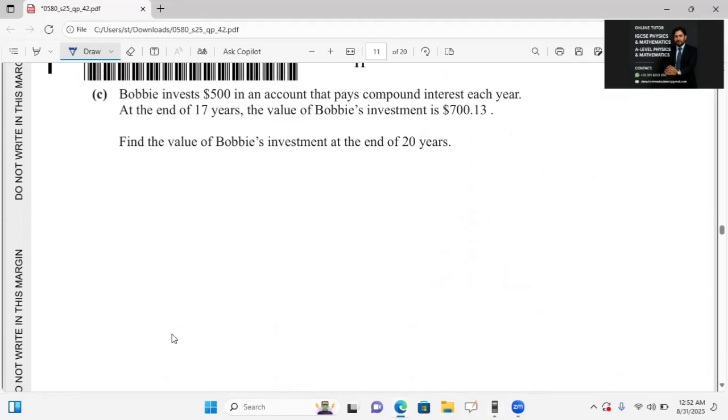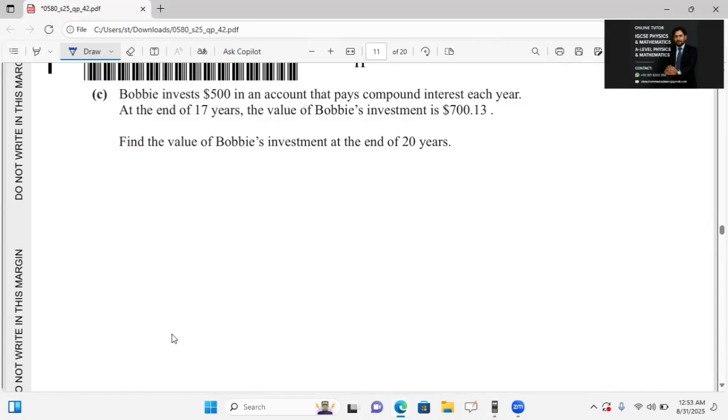Bobby invests $500 in an account that pays compound interest each year. At the end of 17 years, the value of Bobby's investment is 713. Find the rate. Okay, investment for the end of 20 years. Each year, and at the end of 17 years, he has 713. It means we will have to calculate how much amount he will have according to this point of view.